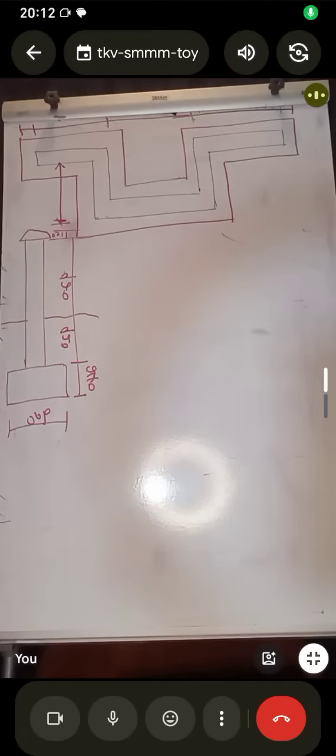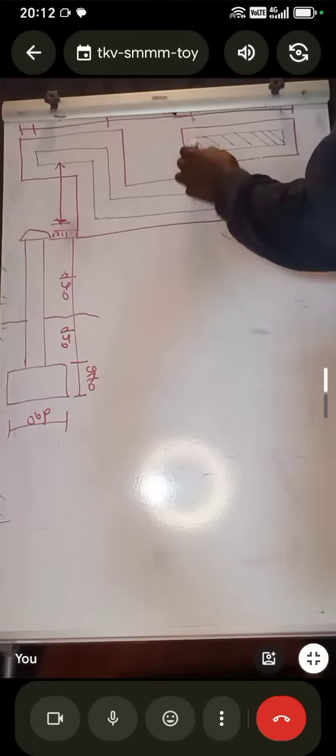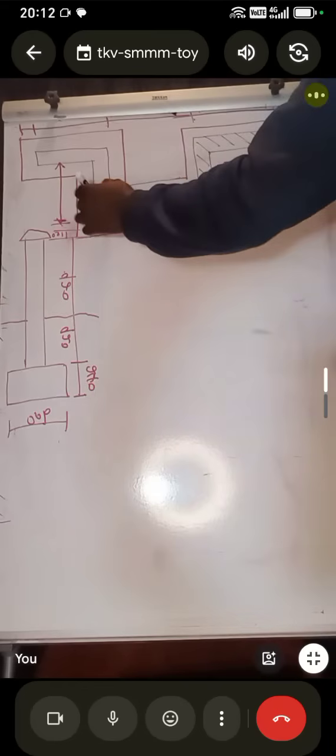This is a garden wall, people. A good example of a garden wall. So, this is the first garden wall that we're going to do.